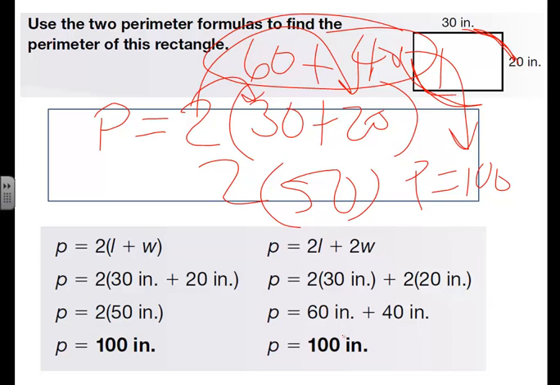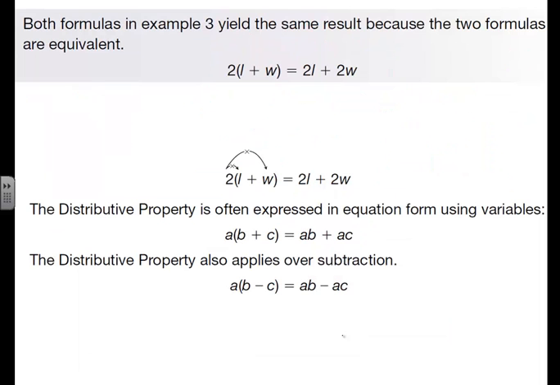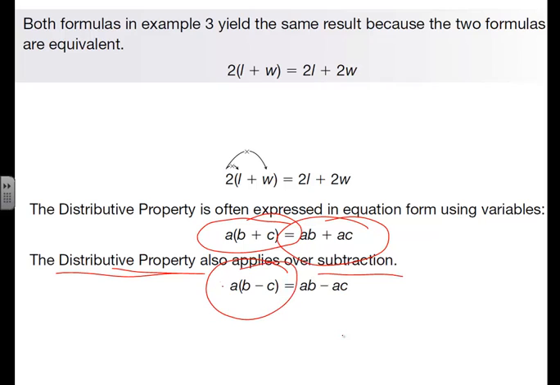So both formulas for example 3 yield the same result. And by doing that, distributive property is often expressed in an equation by using variables. So like right here, and this is the same thing. So a times (b plus c) equals a times b plus a times c. Or subtraction either way. Distributive property over subtraction works the same way. Right, you go a times b minus a times c. And that's right there.